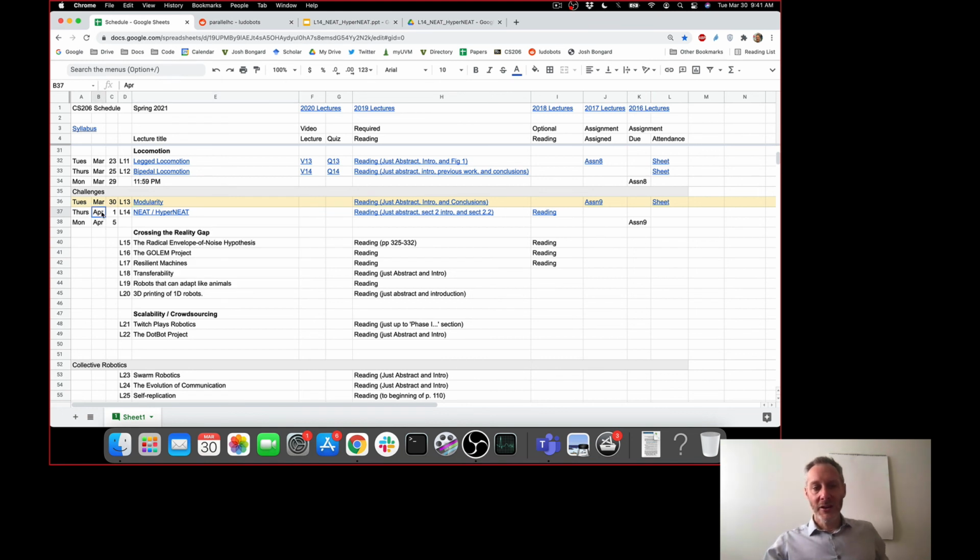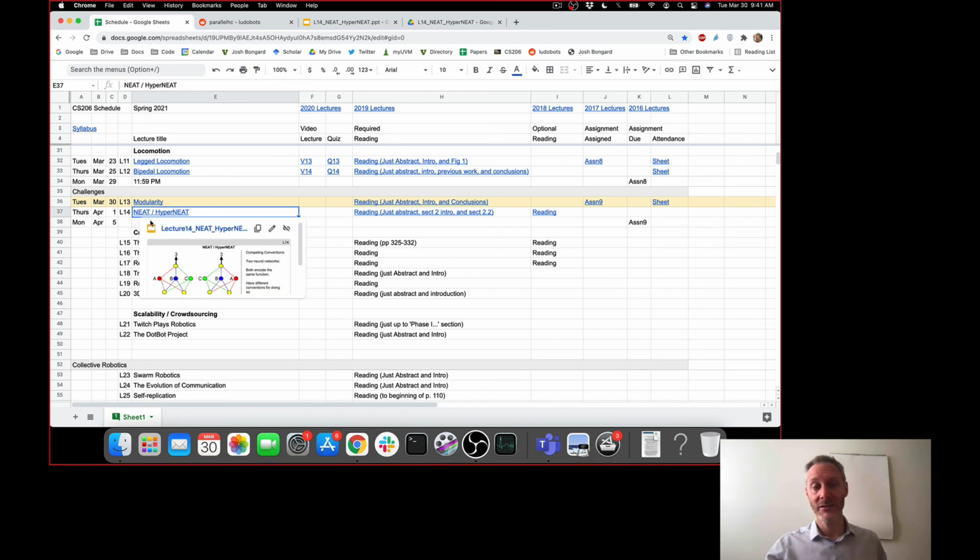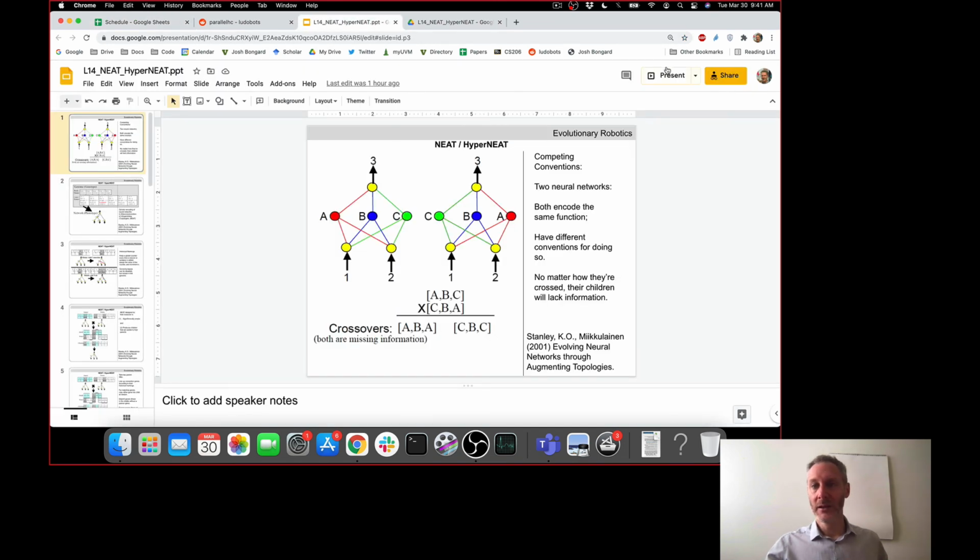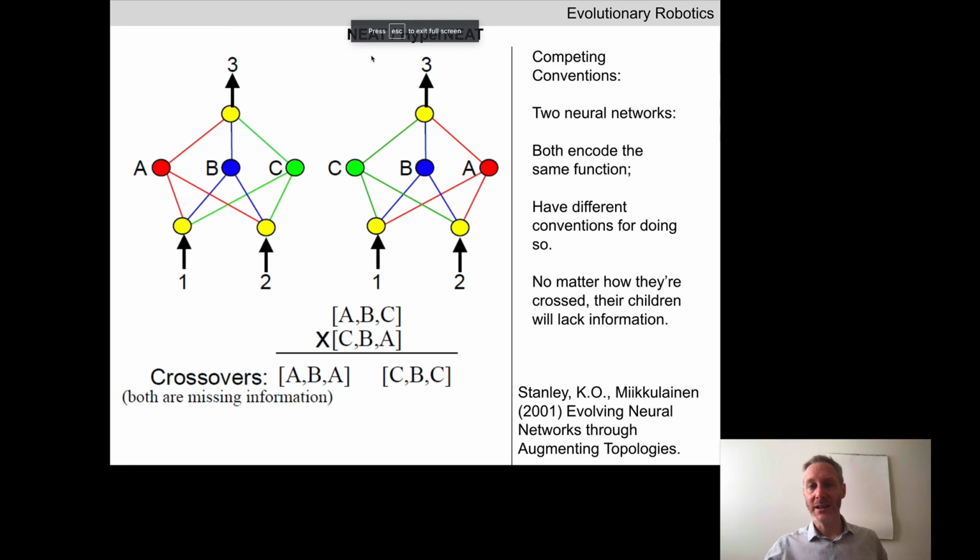In this challenge here, we're going to talk about what the challenge is in a moment. The solution to that challenge is a very popular method or pair of methods in the literature now, NEAT and HyperNEAT. Before we talk about NEAT and HyperNEAT, let's talk about the problem that they were evolved to solve. This is still more or less an open problem in the field of neural networks and robotics. It is known as the competing conventions problem.